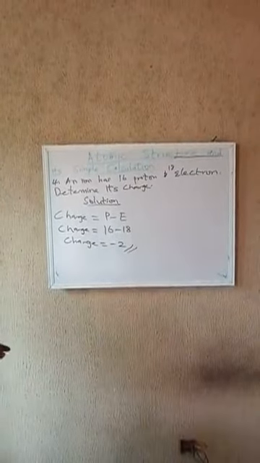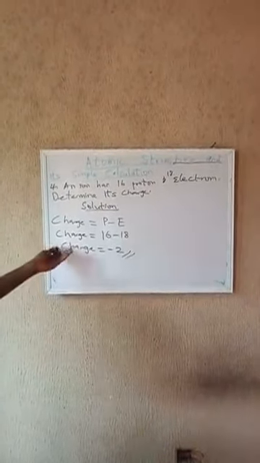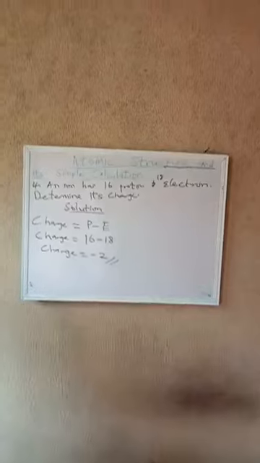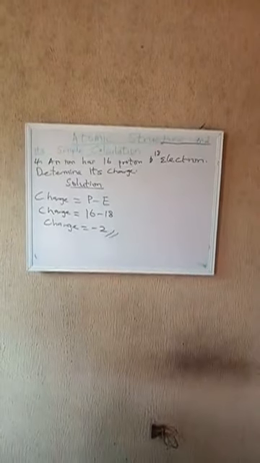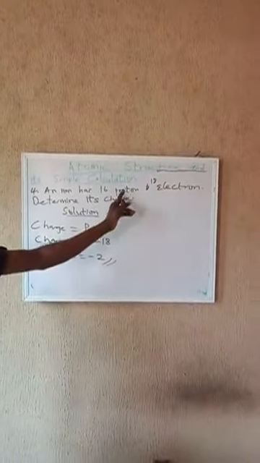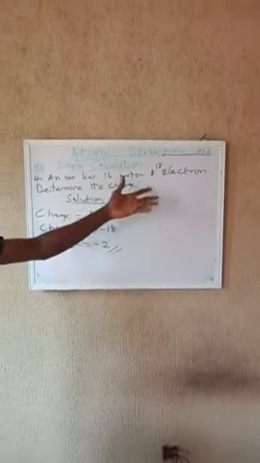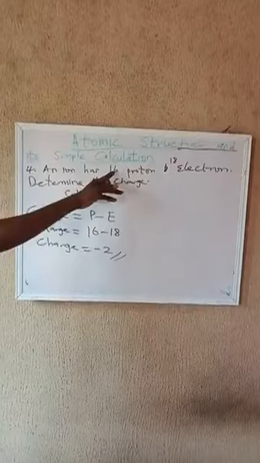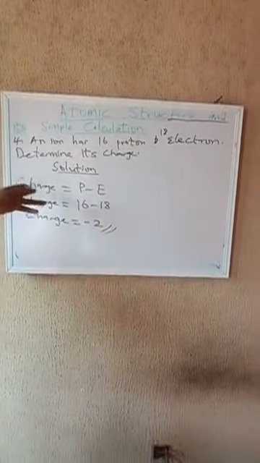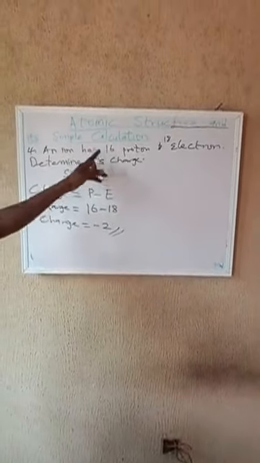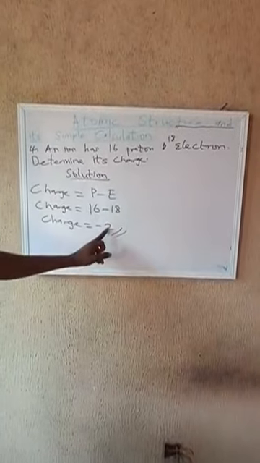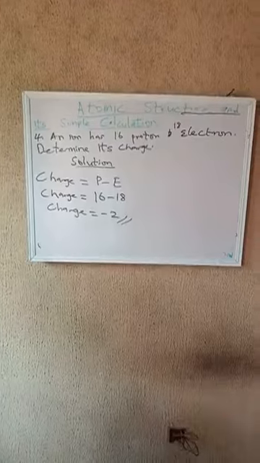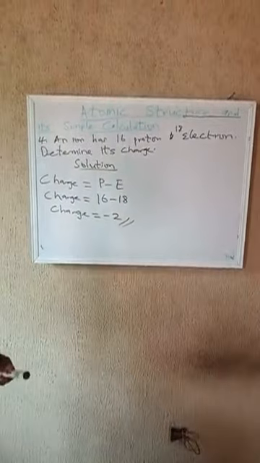Now if they ask us to determine the element in this question, what are we going to use to find that out? We use the proton, which is 16 protons, which is equal to the atomic number. That means the element that falls under number 16 in the periodic table is the element they are referring to here. And that element is carrying minus 2 charges.